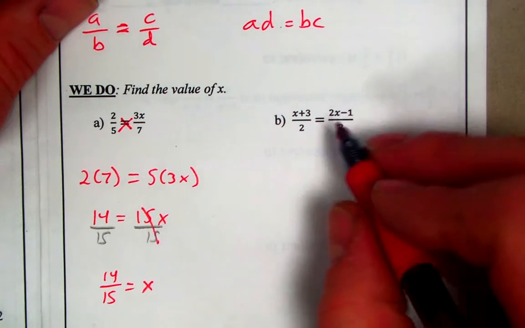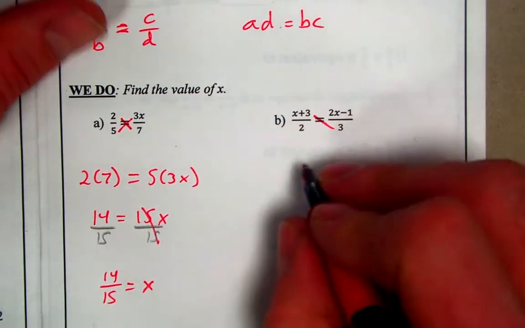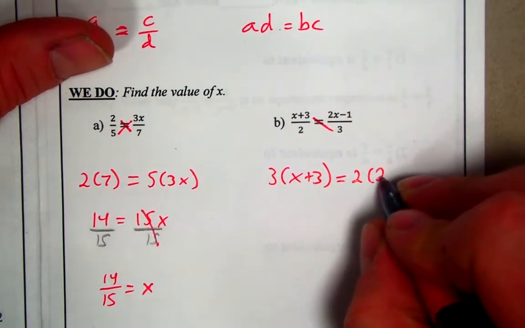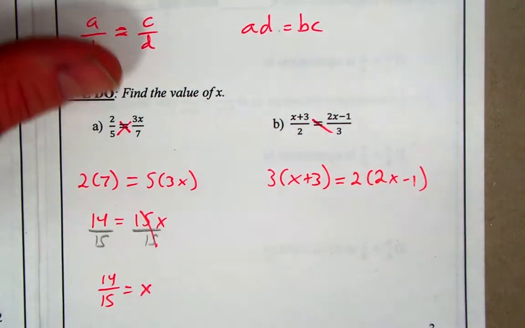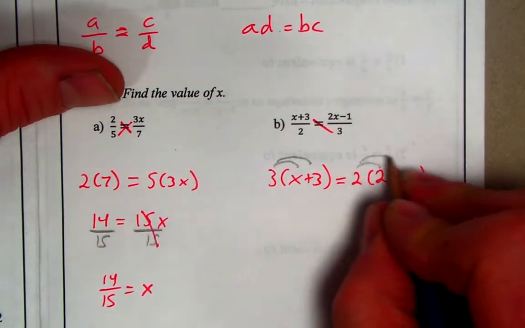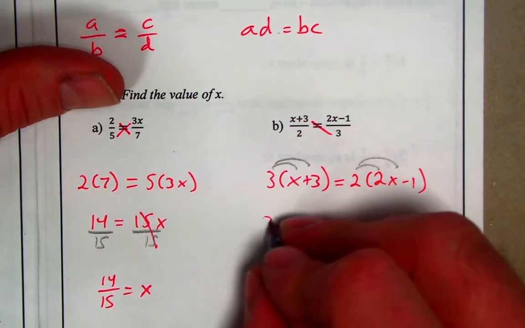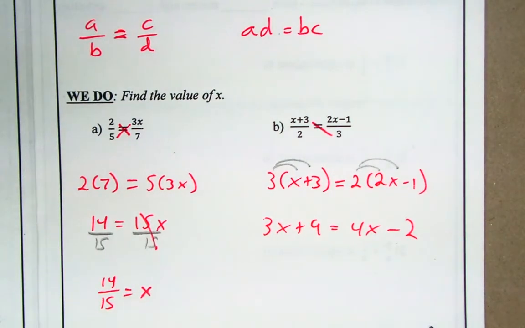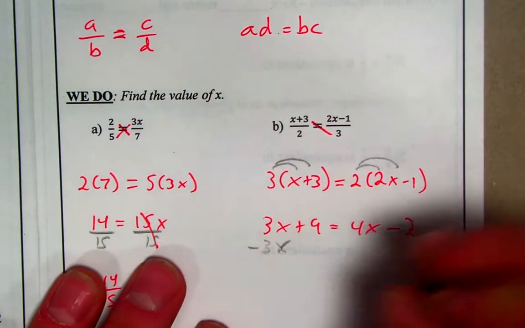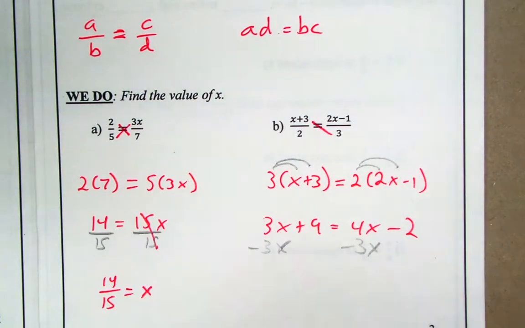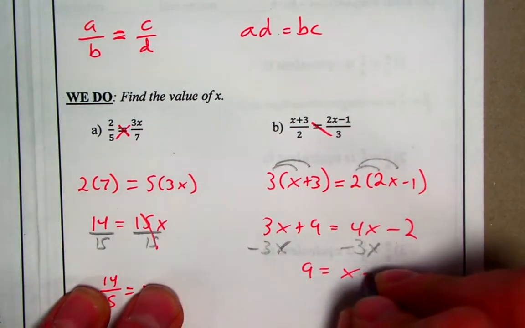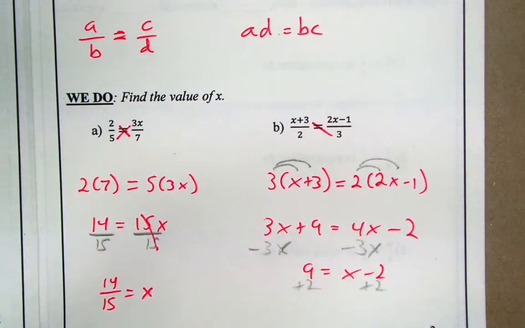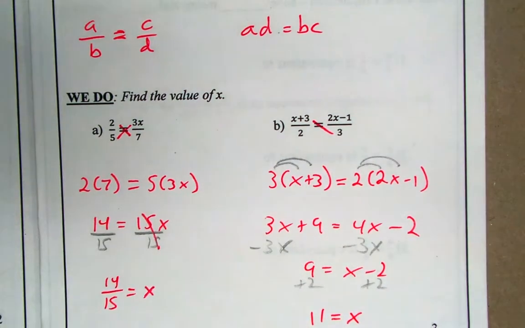Same thing here. The product of the extremes is 3 times x plus 3. The product of the means is 2 times 2x minus 1. In this case, we have to distribute. So we get 3x plus 9 is equal to 4x minus 2. So now we need to do a little balancing. Take away the 3x on both sides. Add 2 over. You get the x by itself. And we get that x is equal to 11.